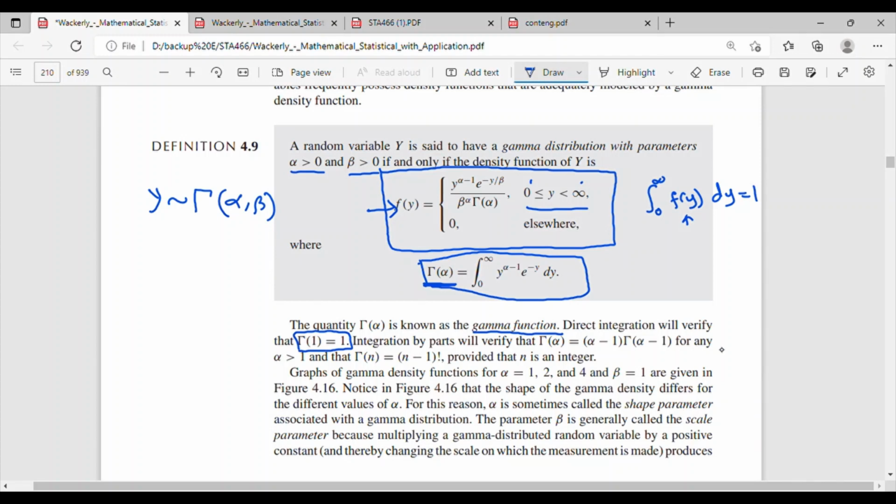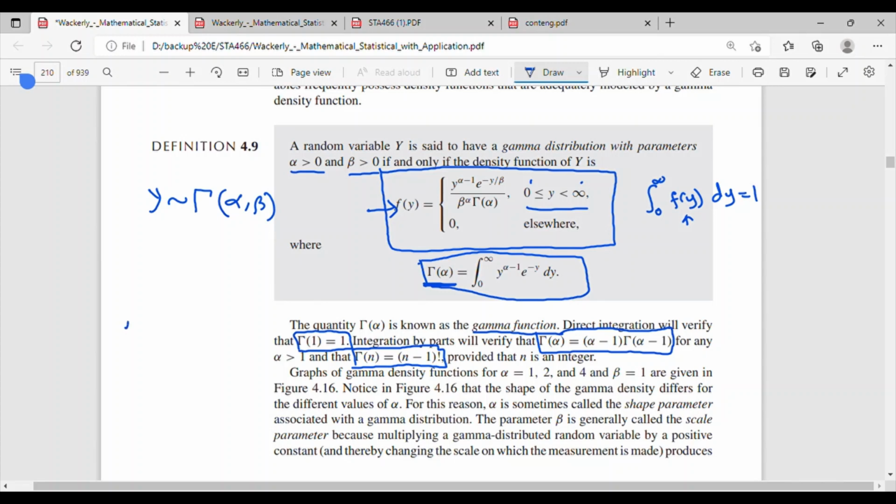And then we can also write gamma of alpha as this. Also, gamma of n equals n minus 1 factorial. This means we can substitute the gamma of the constant with the value n minus 1 factorial.